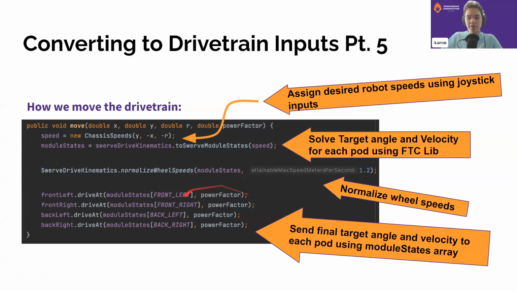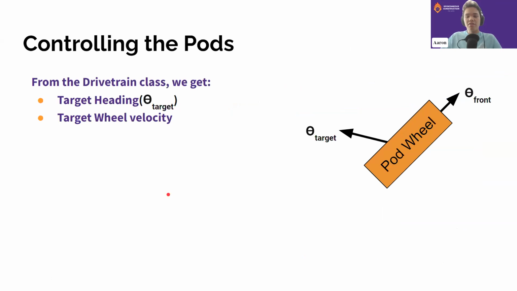The power factor parameter we have here is a speed modifier we've used for all of our drivetrains, where it basically multiplies the final velocity by the power factor. You don't really need to use that if you don't want to, but just so you know, all of the heading and target angle velocity stuff is happening in the module states part of this method. Okay, so now we have sent to each pod the target heading and the target wheel velocity.